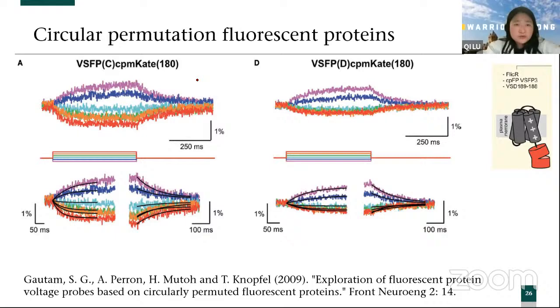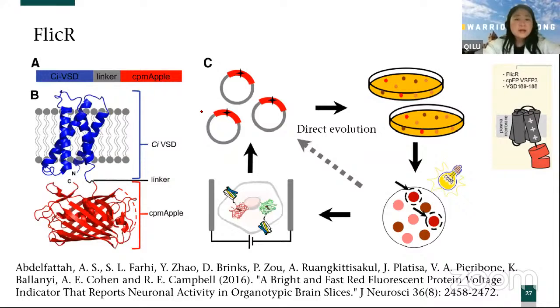Okay, so here it shows the result. The change rate will be like 1%. And in another lab, quite recently, 4 years ago, this is the Flicker R, and it links this voltage transmembrane domain with a circular permutated fluorescent protein, CPM Apple, and they do directed evolution screened with a yellow light to isolate those fluorescent proteins that can.